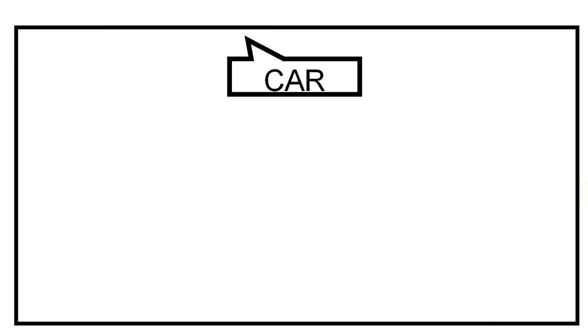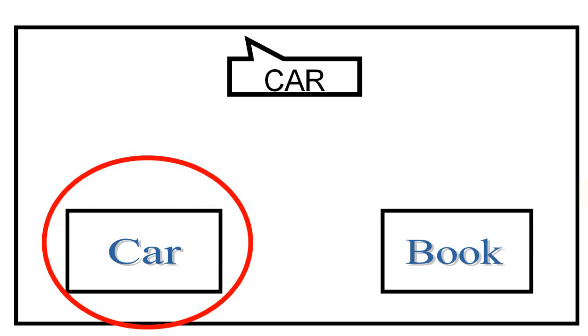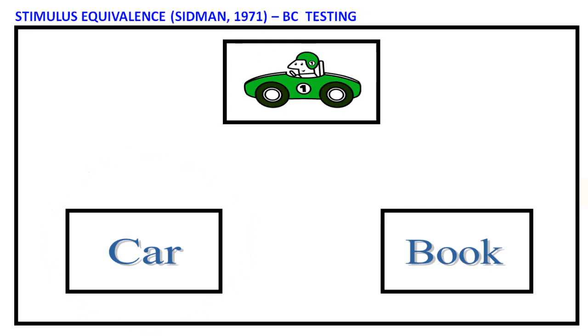On a different set of trials, we would hear the word car again, but in this case, the comparison stimuli constituted written words. So if the child selected the corresponding written word to the one that has been just sounded, he or she would receive a reinforcer, whereas selecting any other comparison stimuli would go unreinforced. And after this initial training, then we would test for relationships that have not been trained directly.